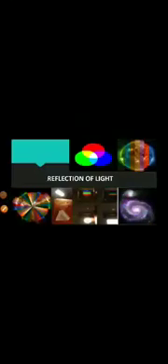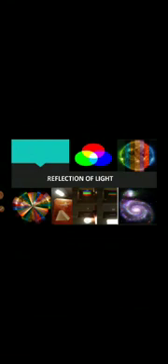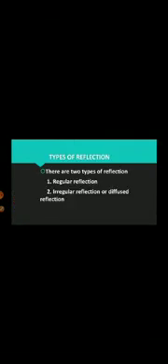Good morning, students. Today we will explore some important and interesting aspects of reflection of light in this chapter. So let's explore. First of all, we will learn about types of reflection. Students, depending on the type of reflecting surface, reflection can be of two types. First one, regular reflection, and the second one, irregular reflection or diffused reflection.